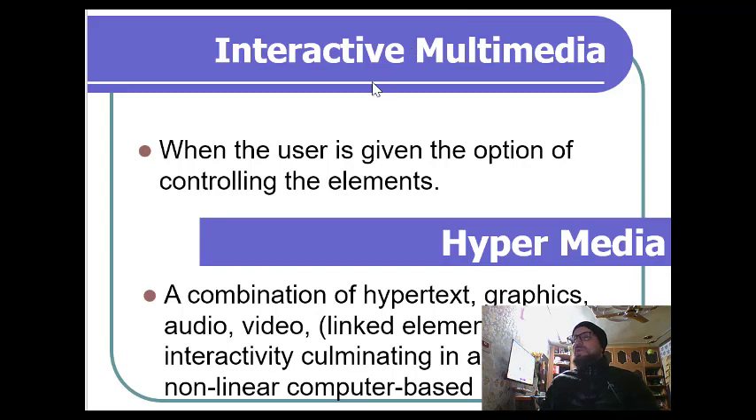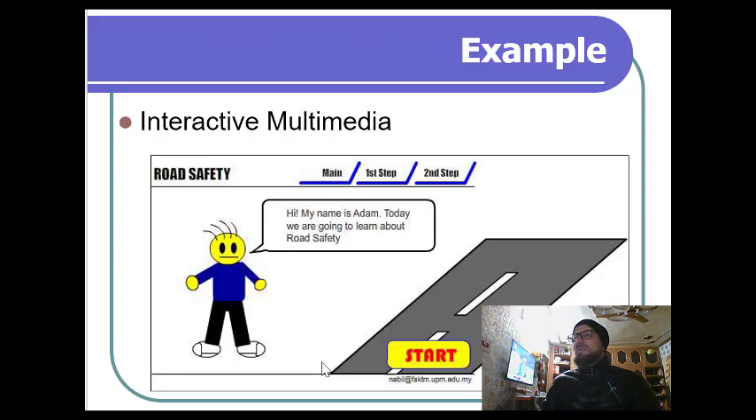So we also have interactive media. Interactive multimedia is where the user can interact with the system, so you have the option to control the elements. And hypermedia is a combination of hypertext, like the anchor tag in your HTML, where you can click on something and it gives you graphics, audio, or video. There can be a link; you click it and it gives you video. You click on the audio and it gives you the audio. These are called hypermedia, and it's also called a non-linear computer-based experience.